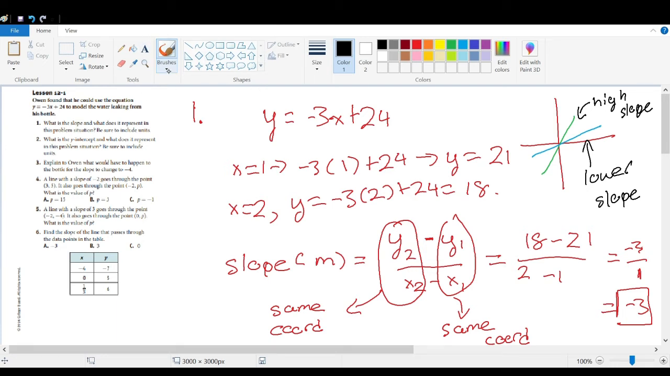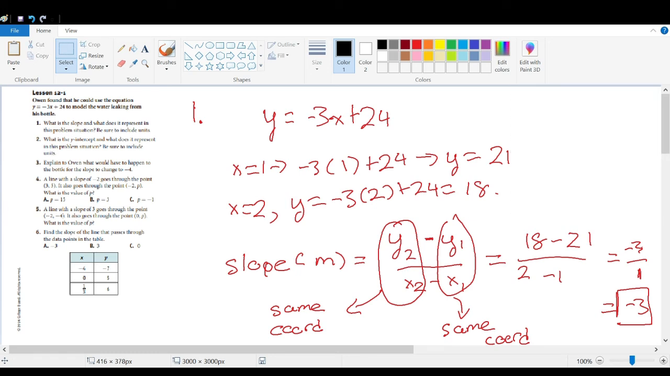So that's that. We have the high slope and the low. So that's kind of what the slope means in terms of a graph. It just represents the steepness of our graph. How steep is the line, basically. So that's what slope means when it comes to that.